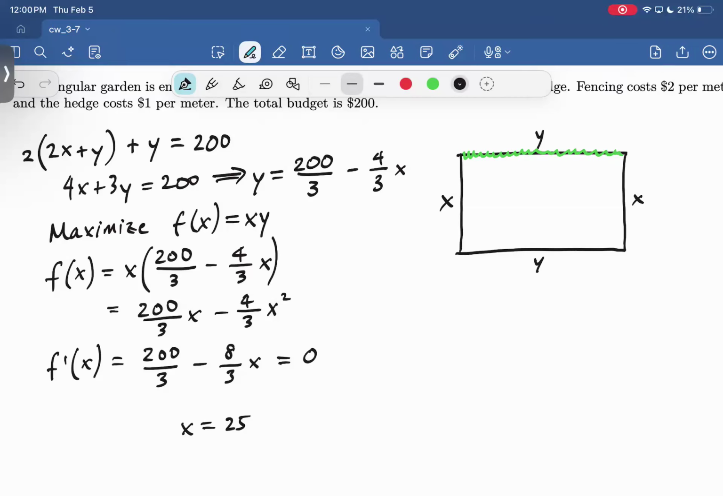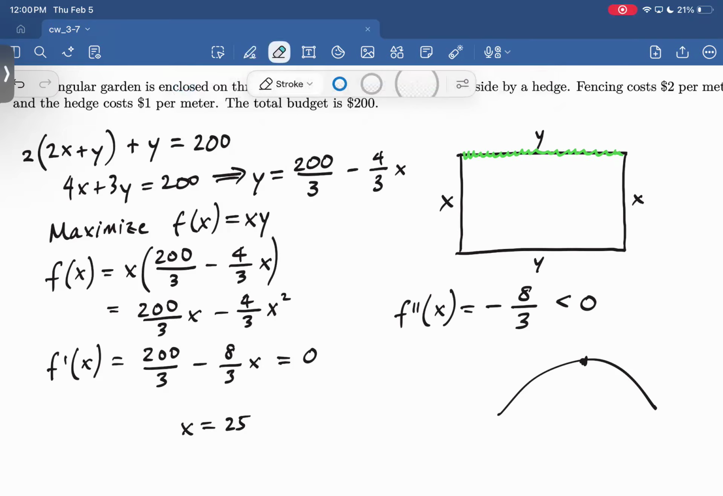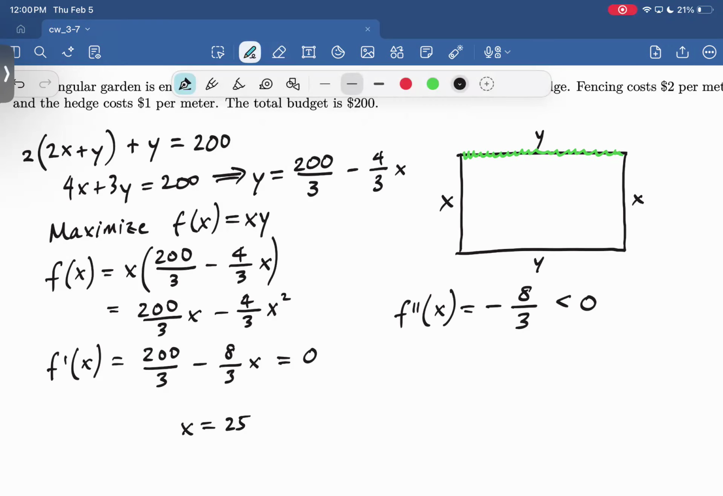Okay, is this a maximum? The answer is yes, because the second derivative is negative. The second derivative is negative 8/3, which is less than 0, and so we have a concave down function, which means the critical point is a maximum. That's the second derivative test. That's how you test it. If it's negative, it's concave down, which means it's a maximum. If it's positive, it's concave up. Okay, so x equals 25 is going to give us our maximum.